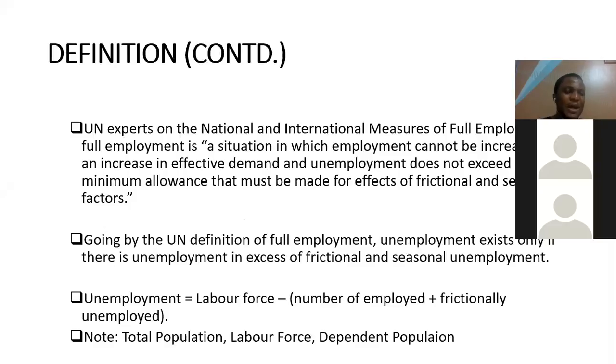Now, another thing you also have to consider is a concept where we talk about full employment. So now we know that when we say someone is unemployed, we are talking about someone that falls within a particular age bracket, which is 15 to 64 for Nigeria, and is willing to work, is searching for a job, but can't find one. So we have talked about unemployment. We also need to consider another term, full employment.